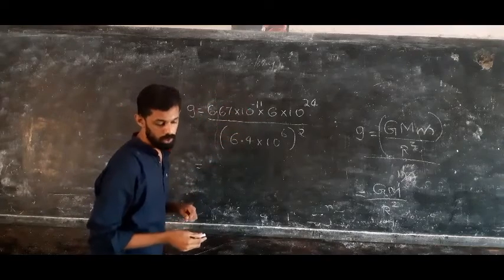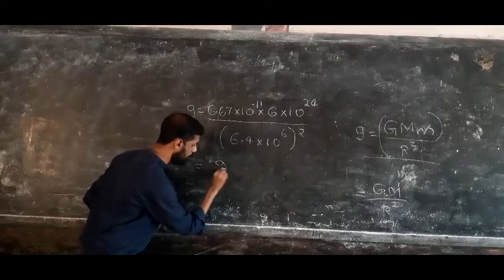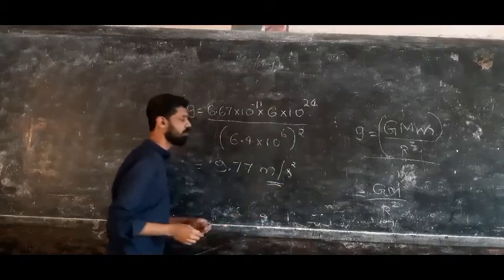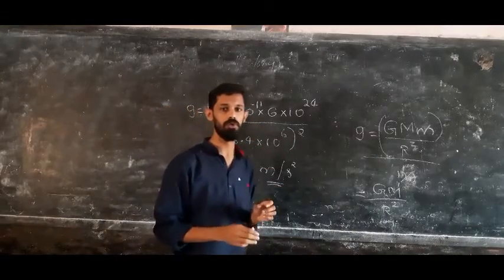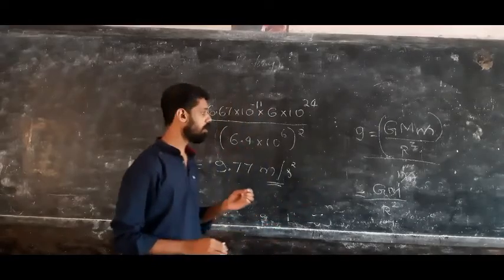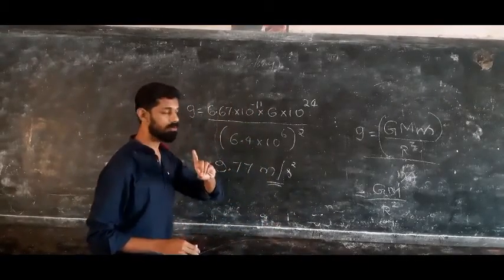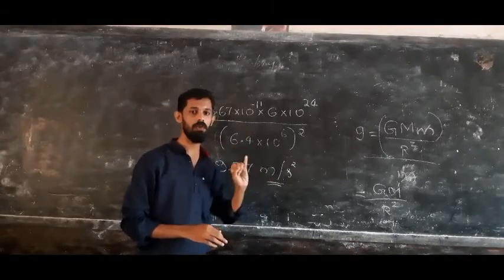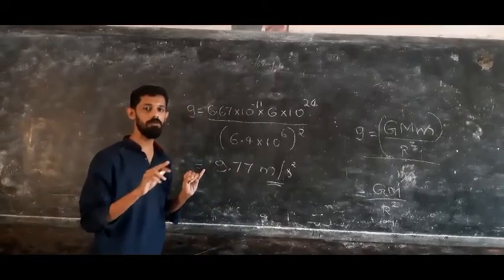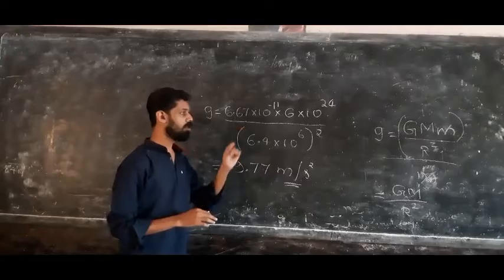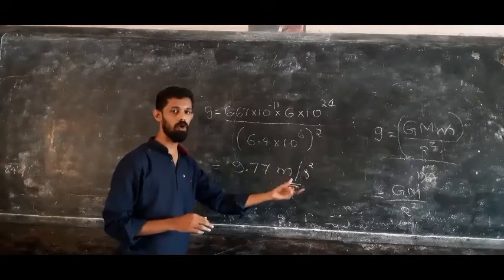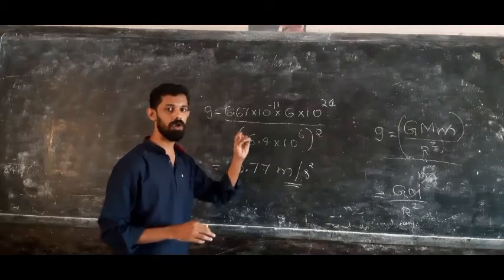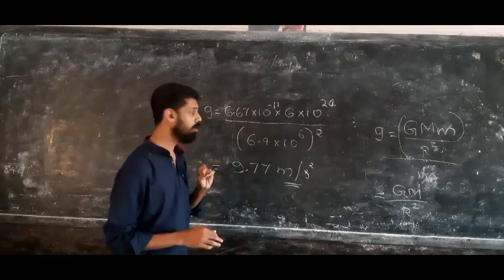When we solve this one, we will get a value of 9.77 meter per second square. So this is the value of acceleration due to gravity on the surface of the Earth. One more time I am saying, first we start from the equation F equal to G M m divided by R square. From there we take Newton's second law of motion equation, F equal to mg. From there we find g equal to F divided by m.